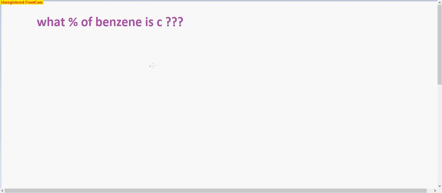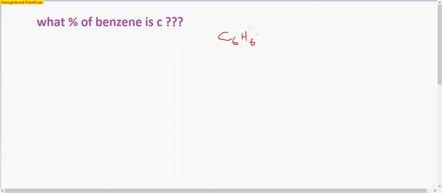Now, what is benzene? First of all, we'll write what benzene is. It's C6H6. You might have a tendency to think that carbon is 6 and hydrogen is also 6, so there are 6 atoms of carbon and 6 atoms of hydrogen, so why can't it be 50%? No, that's not right, because the mass varies.